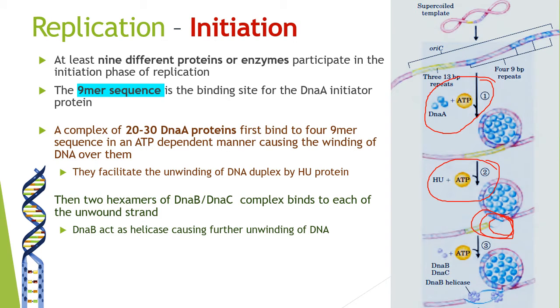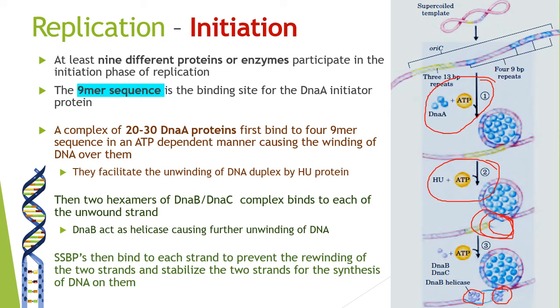Then what follows is that on each strand, 2 hexamers of the DnaB and DnaC complex bind, as you can see in the picture, so as to stabilize the unwound form of the strands. Then SSBPs bind to each strand, preventing the rewinding of the 2 strands, and stabilize the 2 strands for the synthesis of DNA on them by the help of a polymerase.